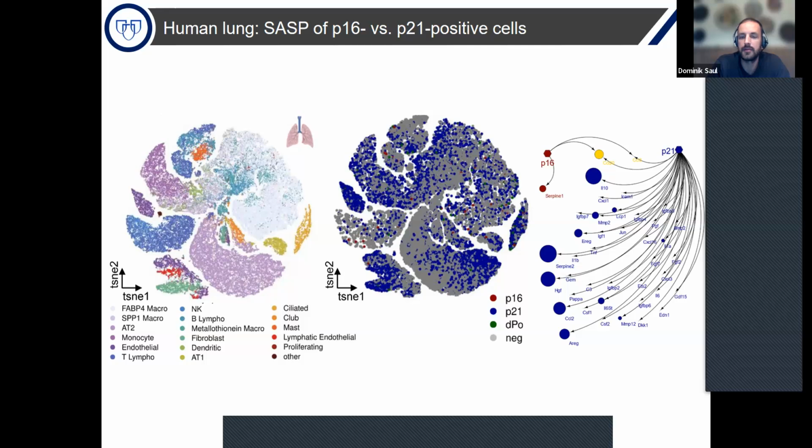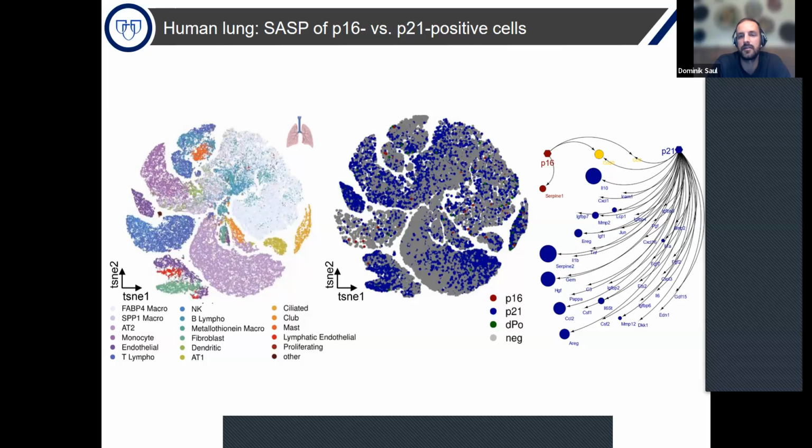Yes, we did check whether these are just doublets. They're not. And regarding the secretome, it was all of these, so both the P21 and the P16 and the yellow ones, not exclusively the yellow ones. But these cells are so few. In some datasets, we have like from 60,000 cells, just 4 or 10 that are double positive.